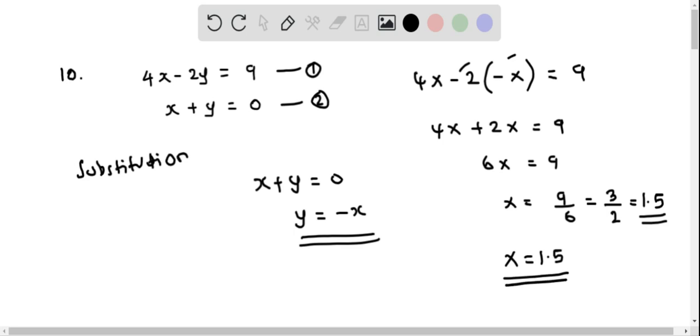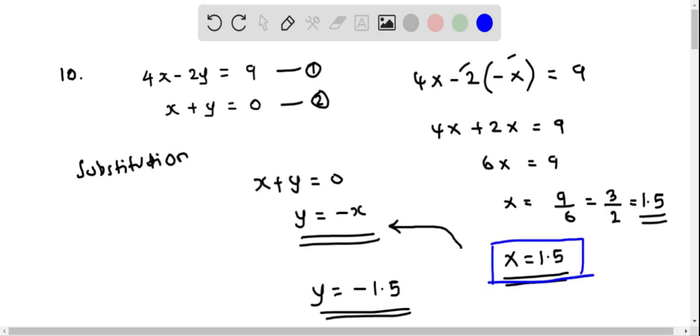Now take this value of x and plug it into the expression for y, which is y equal to negative x. So it is negative 1.5. So we have solved this system of equations by hand calculation, and we get x equals 1.5 and y equals negative 1.5.